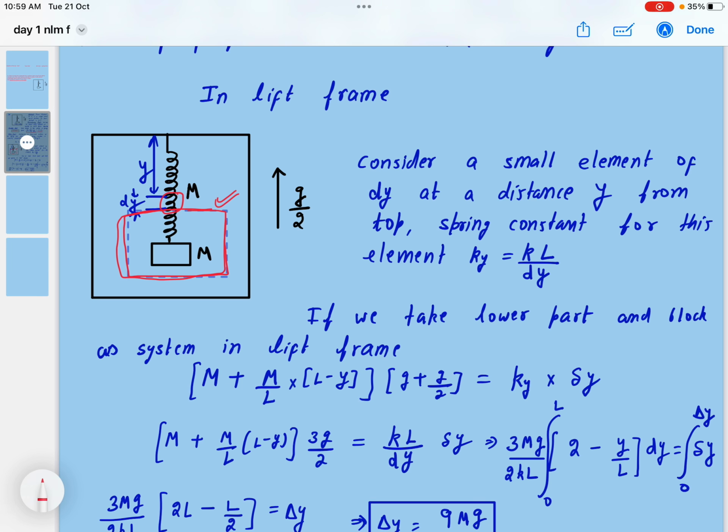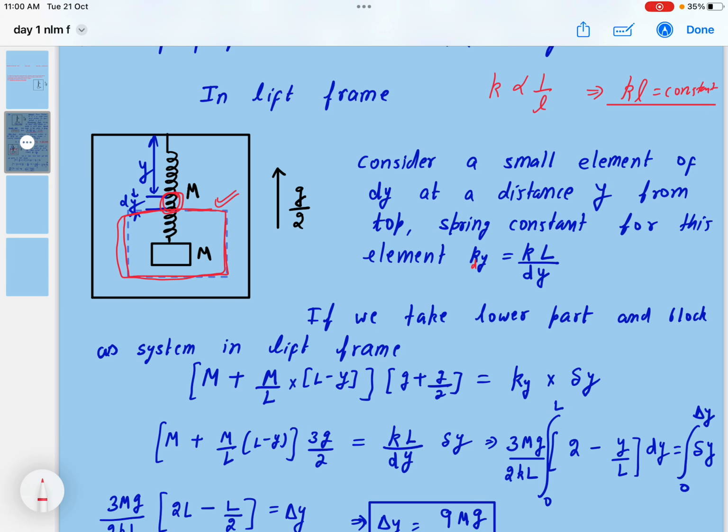So first of all, just above our system, a spring is there having spring constant k. I'm taking any small element dy. So for this small element dy, what will be the spring constant? So it will be kL by dy, because we know spring constant is inversely proportional to length. So for a particular geometry and material, for a particular spring, k into L is a constant. So k into L is constant.